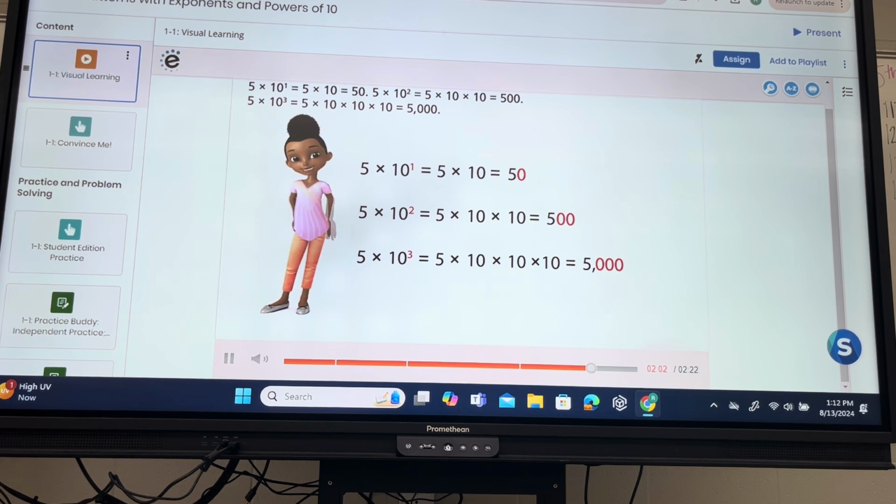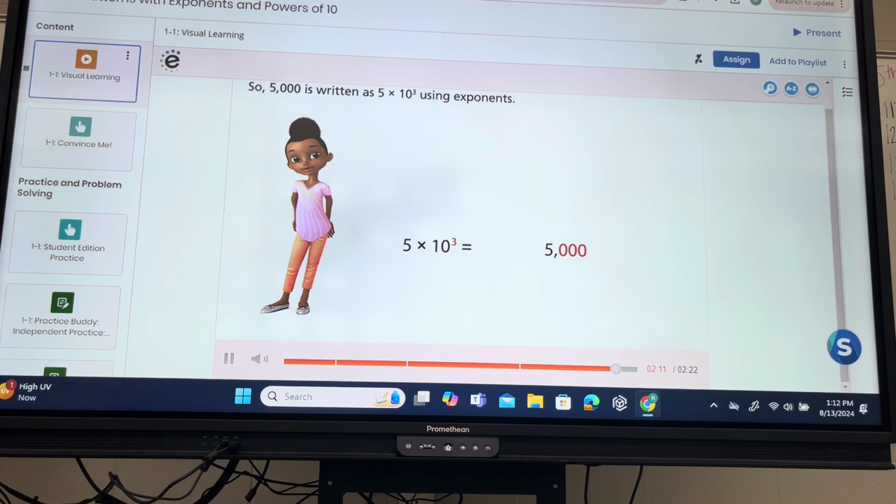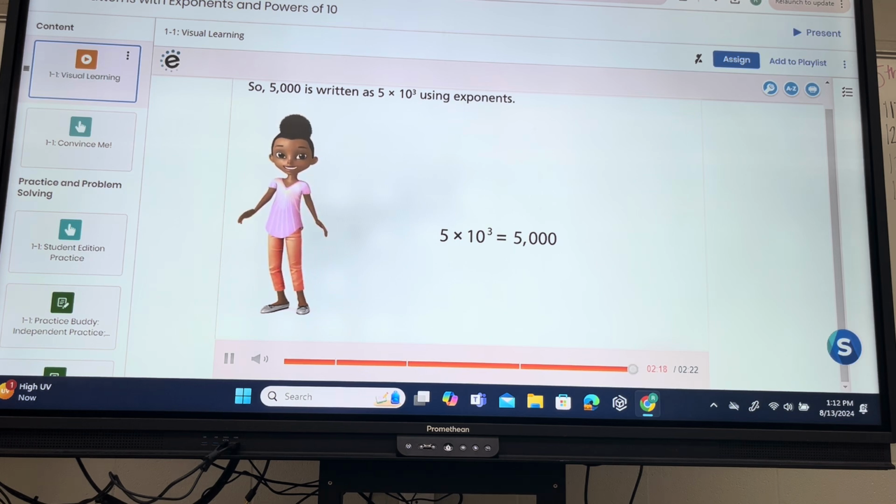What pattern do you notice? The number of zeros in the product is the same as the value of the exponent. So 10 to the power of 3, guess what? How many zeros do we have in that product? 3. That's always true, okay? 5,000 is written as 5 times 10 to the third power using exponents.